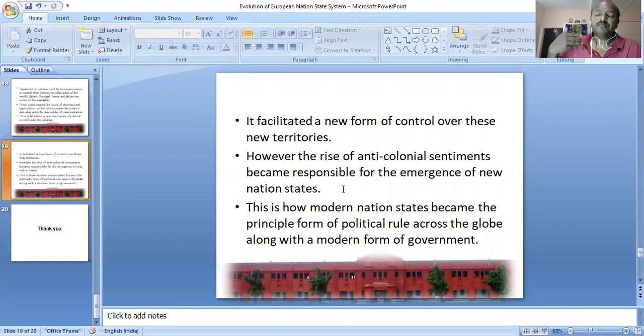So when we try to understand the idea of the European state system, we can safely say that the European state system was very, very adaptive in nature, and because they were adaptive in nature, they could manage to adapt to the changing circumstances. So that's why this kind of intervention is very, very necessary.